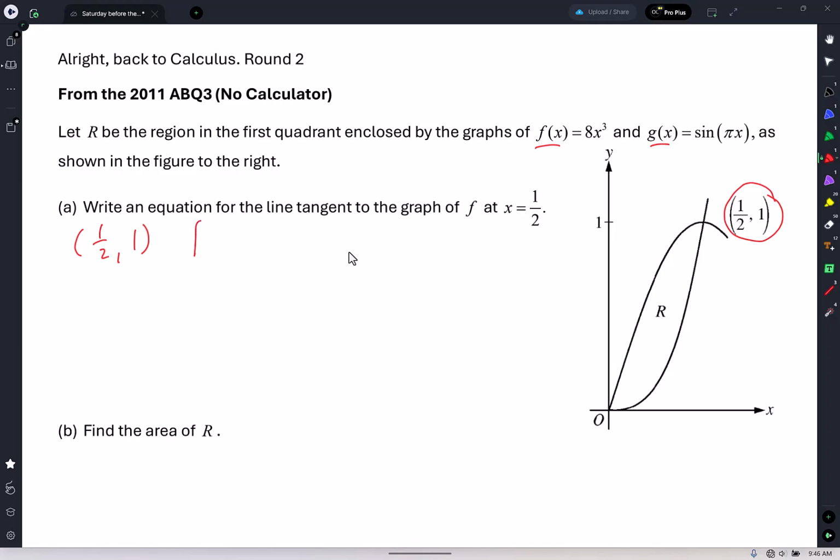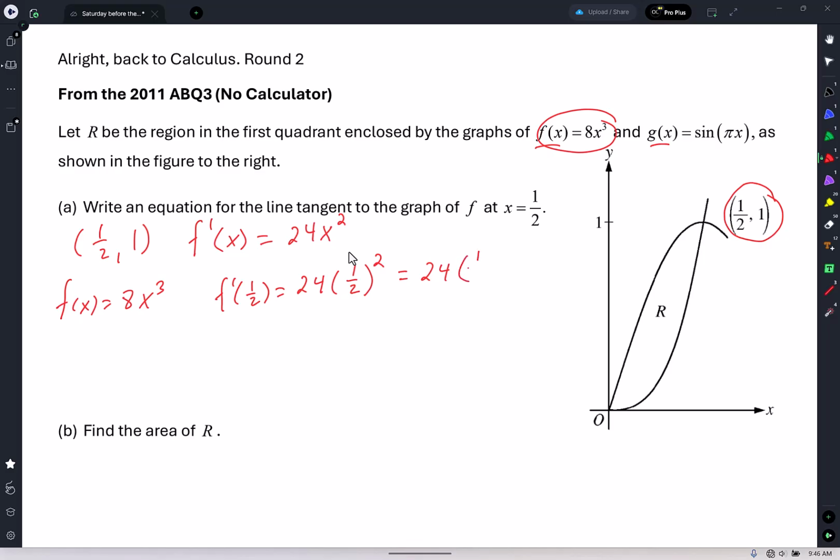And my slope, f prime of x. That's what I need. So I get it from here. f of x equals 8x cubed. So my derivative, what's 8 times 3? 24x squared. I haven't looked at the rubric. And then I'm going to plug in a half into f prime. So 24, open parenthesis, 1/2, close it, squared. 1 times 1 is 1. What's 2 times 2? 4. And then you get 24 over 4. Does that reduce? There it is. That's your slope.